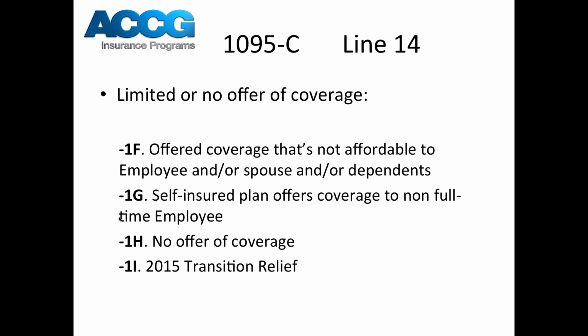So on our line 14, we have code 1A, which is you're very generous. You beat the poverty line affordability. 1B, C, D, and E mean you're doing what the government wants you to. You offered affordable coverage to this person this month. And then 1F, G, H, and I means you either didn't offer them coverage or it's limited in some way. And there's lots of good reasons for that, like they're in a waiting period or they didn't work for you that month.